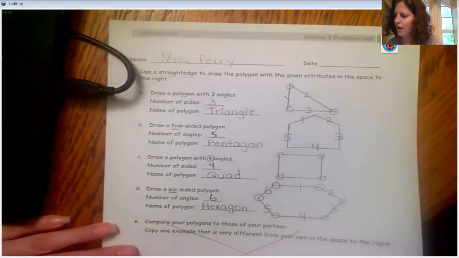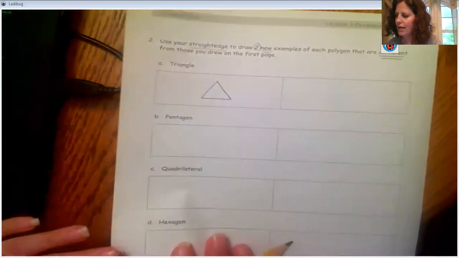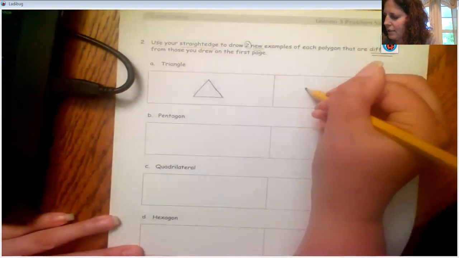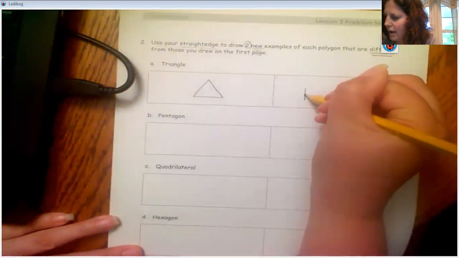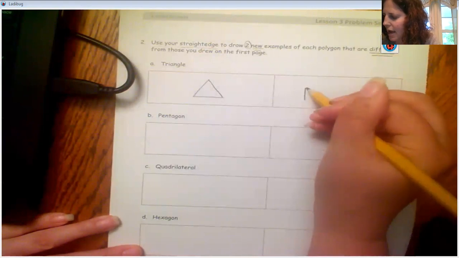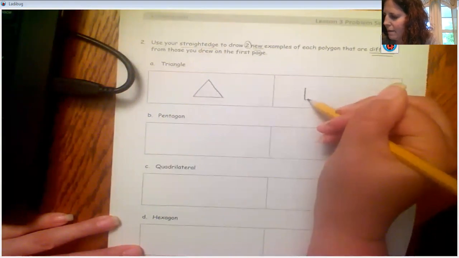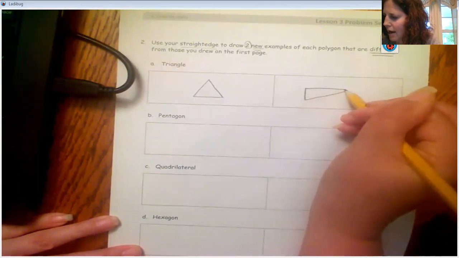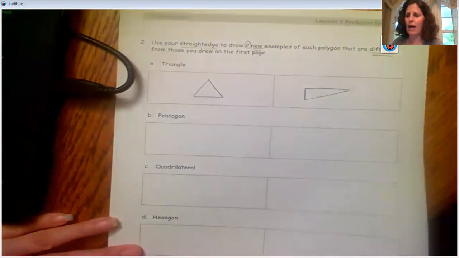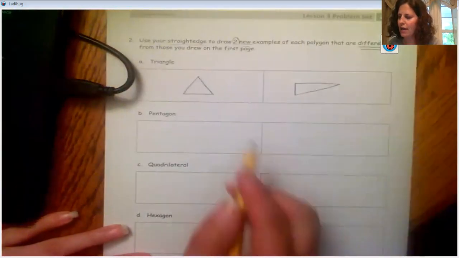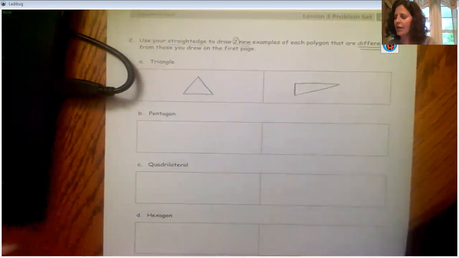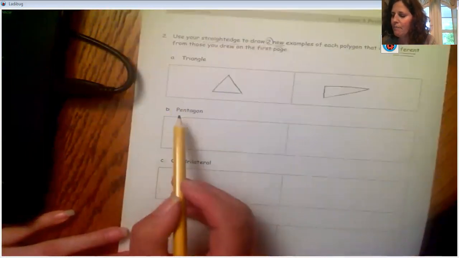And I think what I'm going to do in my next one is have that be my side and then have it meet like that. Okay, so there are my 2 triangles that are different. I know they're all triangles because they have 3 sides and 3 angles.